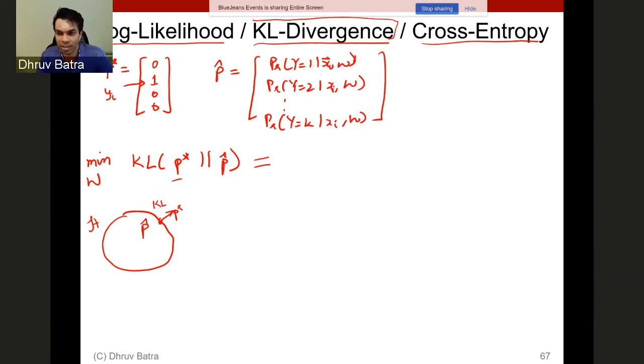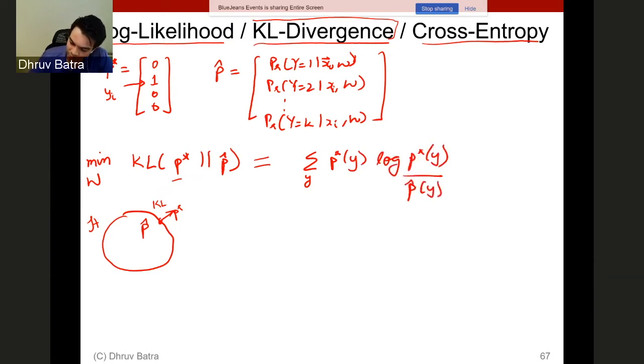There are two directions in KL. There's generally a wrong direction and a right direction. Trust me that this is the right direction. So we want to minimize this KL. Let's write down the KL. What does the KL look like? Well, we're summing over all categories of p star of y log p star of y divided by p hat of y. And this can be written as sum over y, p star y log p star y minus p star y log p hat y.